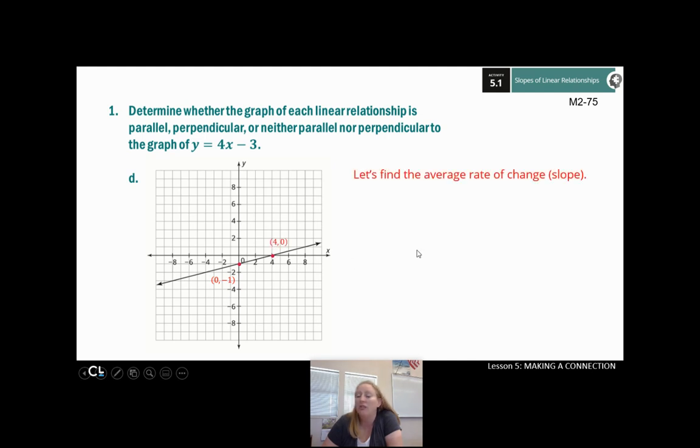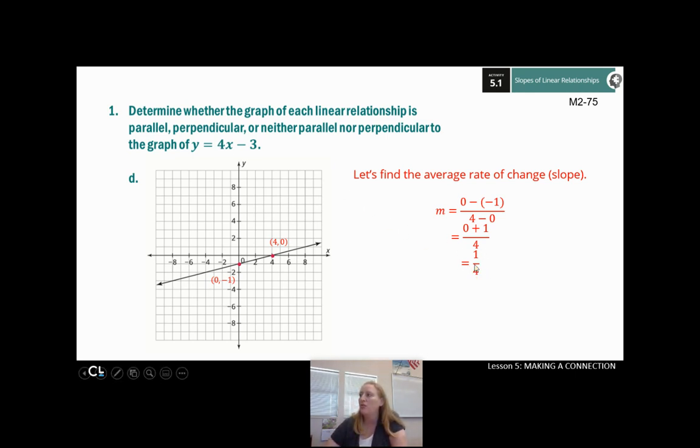So let's use that to find our slope, our average rate of change. Again, subtract your y's on top, so I did 0 minus a -1 over 4 minus 0. Double negative, of course, becomes a positive. So 0 plus 1 is 1, and of course, 4 minus 0 is 4. So we get 1/4.